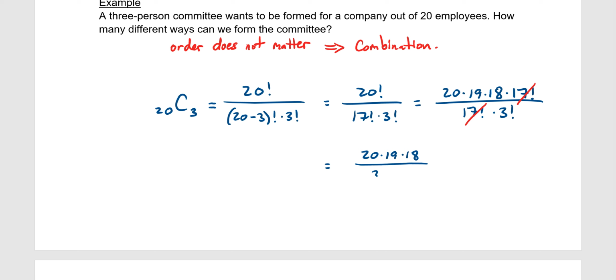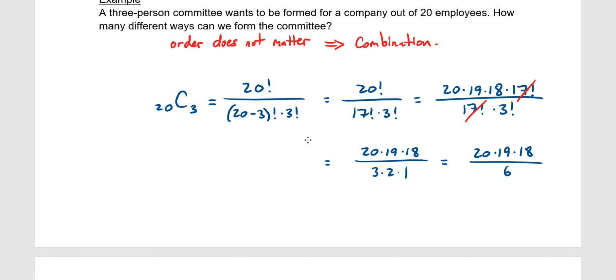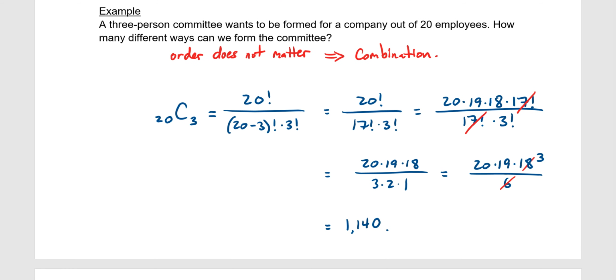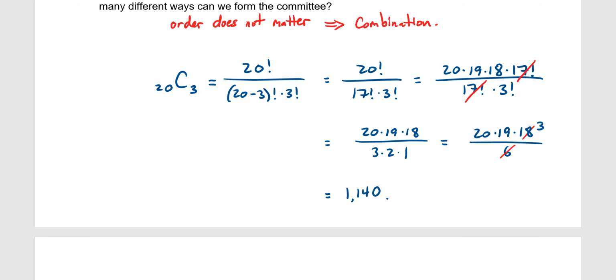3 factorial in the denominator is 3 times 2 times 1. 3 times 2 times 1 is equal to 6. So let's just write that out. And I wrote that one out because now we can recognize that 18 divided by 6 is equal to 3. So we're left with 20 times 19 times 3. And we end up getting an answer of 1,140. So having 20 employees and choosing 3 of them for a committee, there's 1,140 different ways.